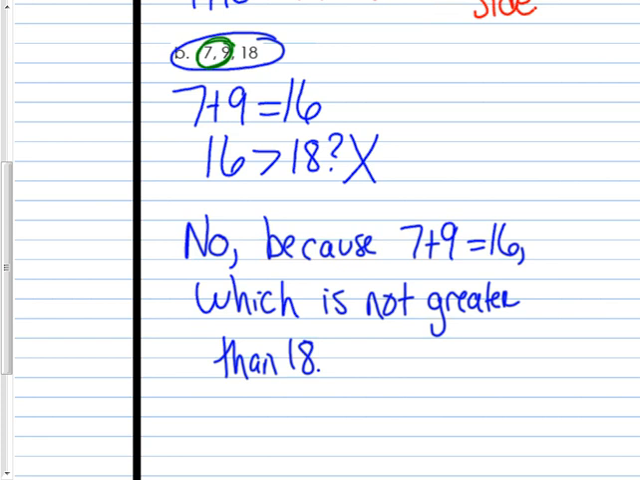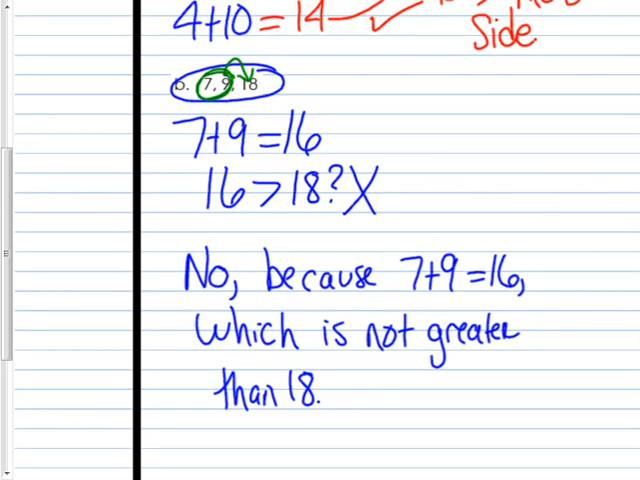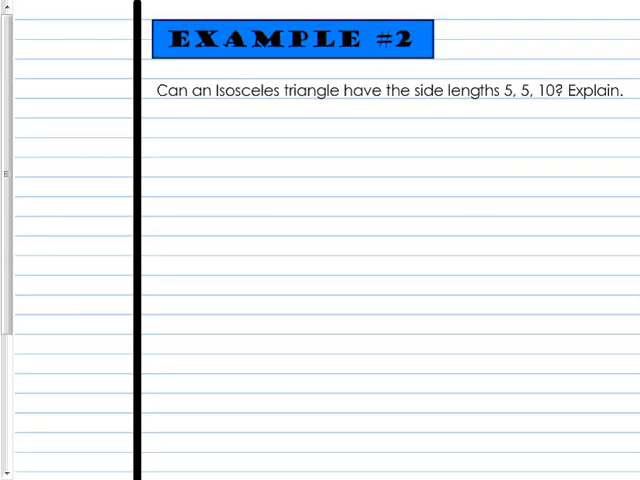And we'll do more examples like this in class, but basically, as a recap, just add the smaller two numbers together. If the sum is bigger than the third side, we can have a triangle. If it's smaller than the third side, we don't have a triangle. We'll do example 2 in class.